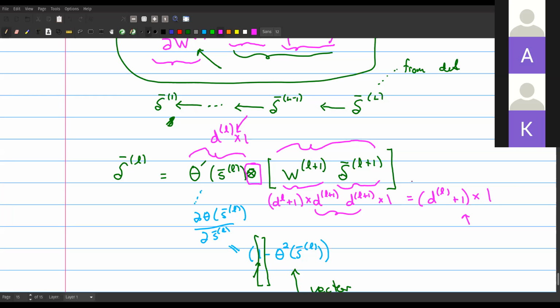Okay, so there's this plus 1 problem. Where that's coming from is the bias. When you go backwards, it's sort of trying to assign blame to the bias. But the way you solve this problem is you just ignore the entry that corresponds to the bias node.